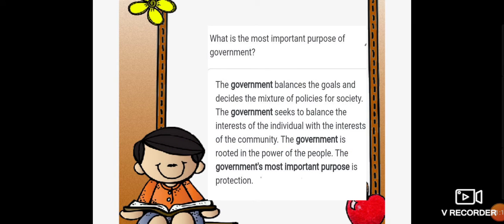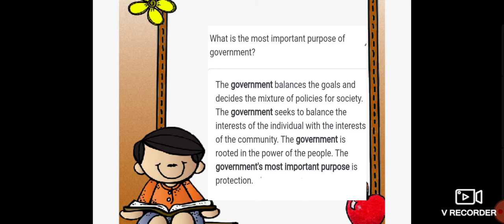One more important purpose of this government, you can see, is that the government balances the goals and decides the mixture of policies for society. The government seeks to balance the interest of the individual with the interest of the community. The government is rooted in the power of the people. The government's most important purpose is protection.